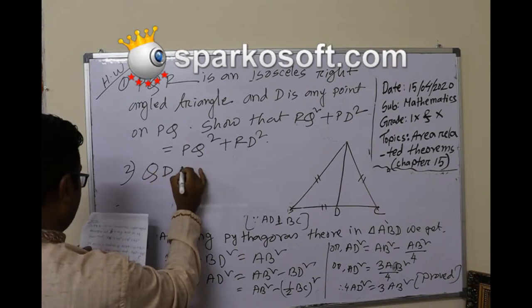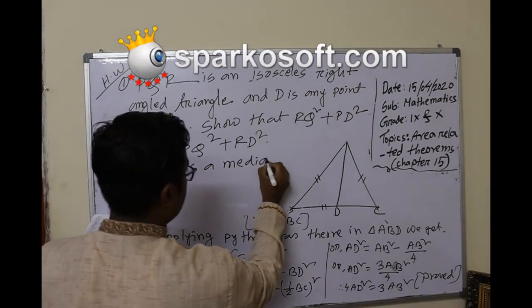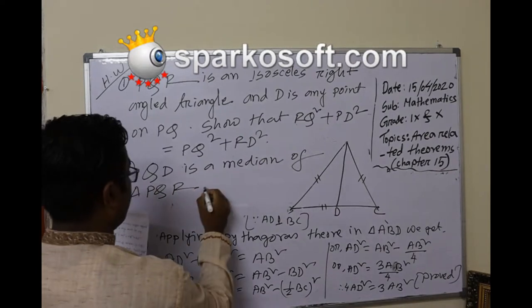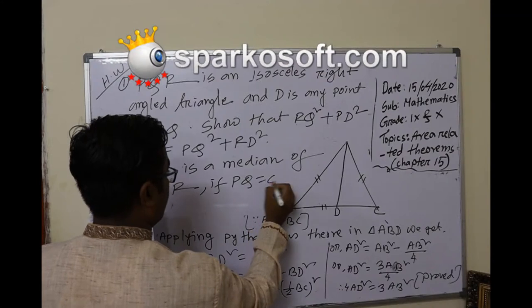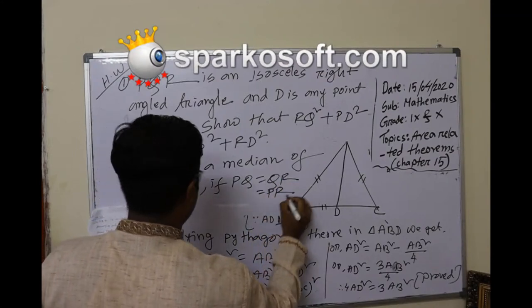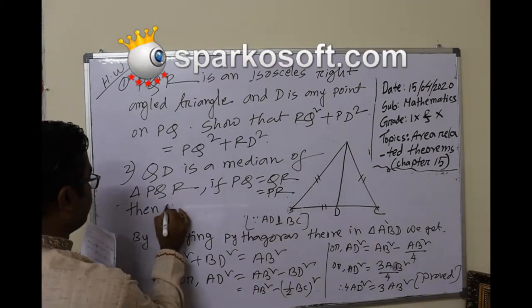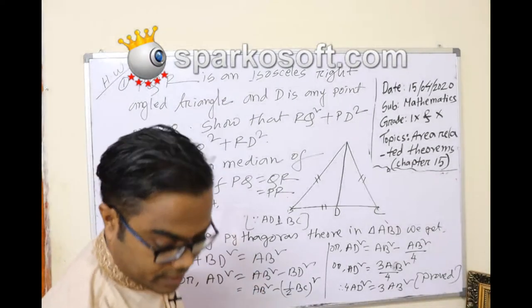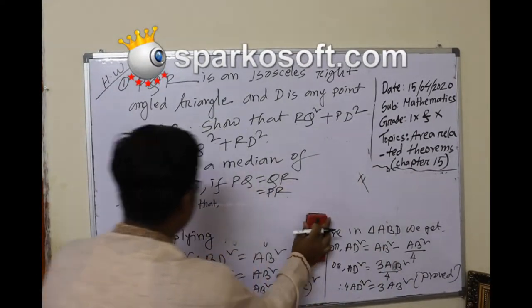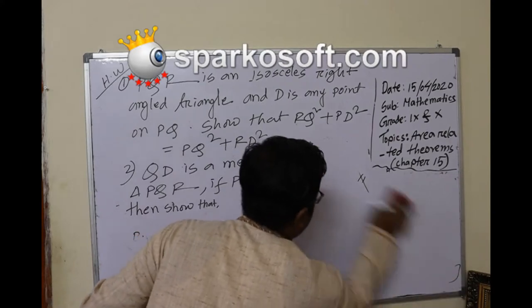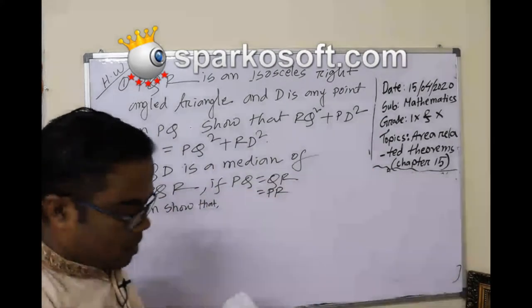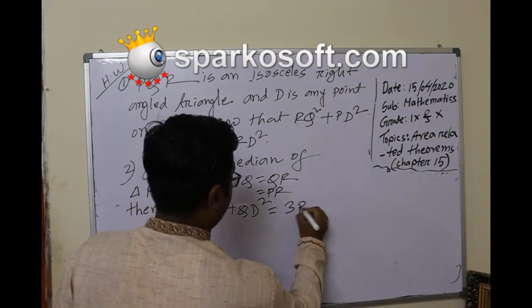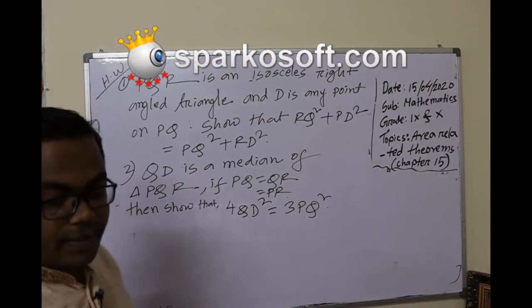QD is a median of triangle PQR. If PQ equal QR equal PR, then show that four QD square equal 3PQ square. Clear?